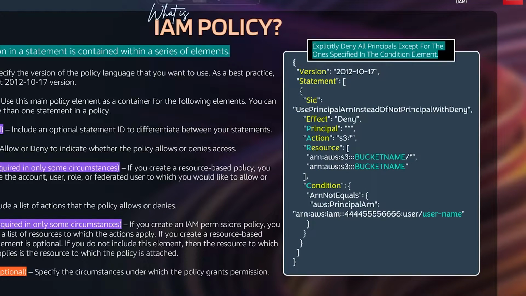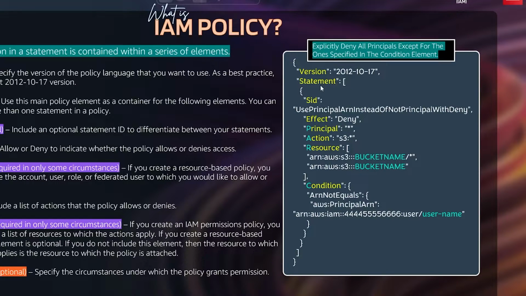So let's see this example here. This is a resource-based policy. Don't worry about what a resource-based policy is right now. Just look at this example, which explicitly denies all principals except for the ones specified in the condition element. So you are denying all principals. Let's suppose you have 10 members in your class and you want to deny everyone from accessing the resource other than the one mentioned in the condition. First thing is version. As I already told you, specify the version of the policy language that you want to use. As a best practice, we use the latest 2012-10-17 version.